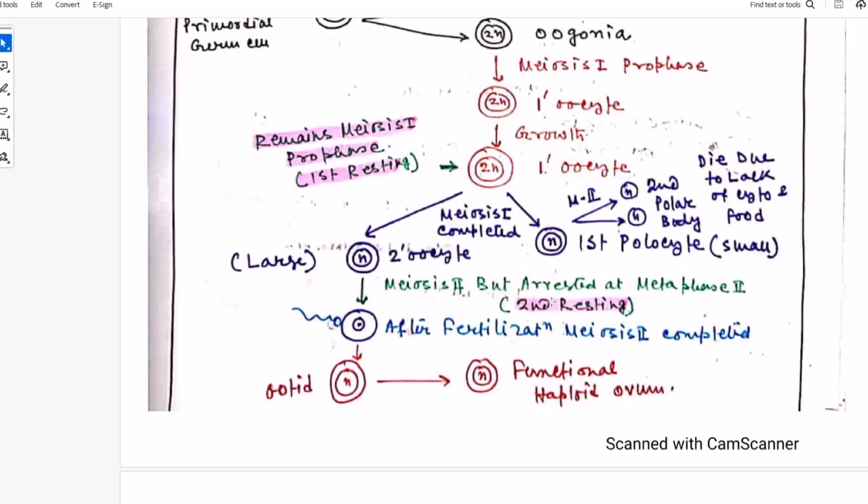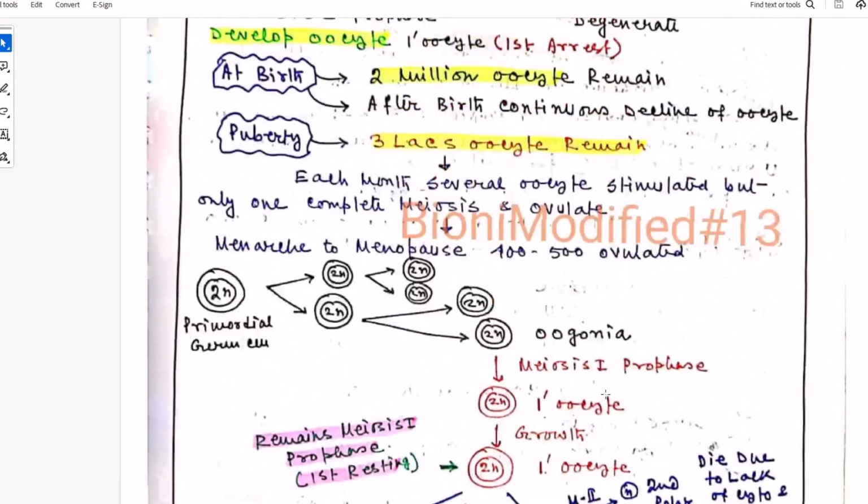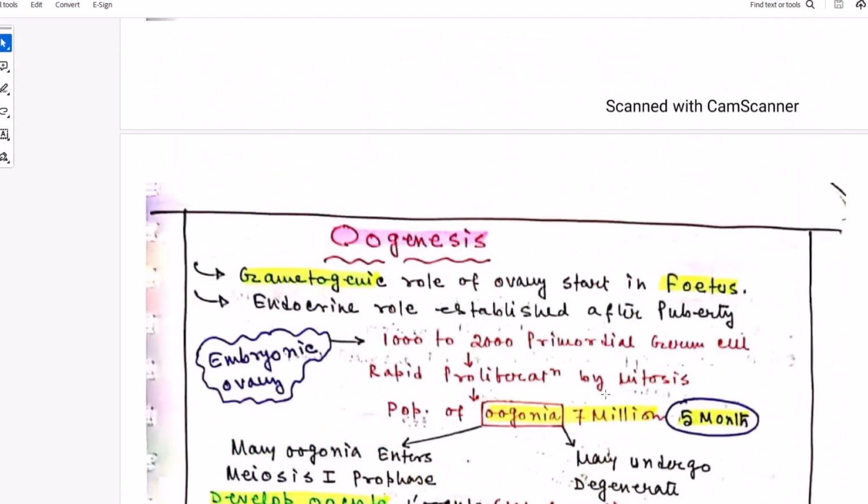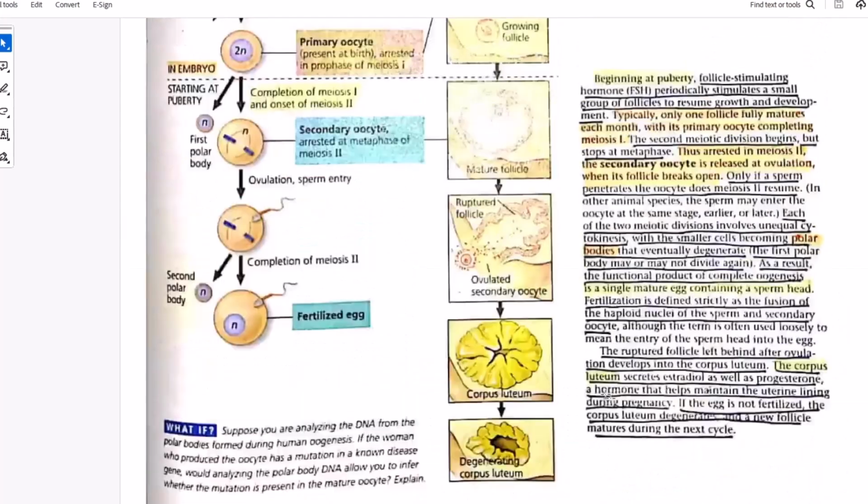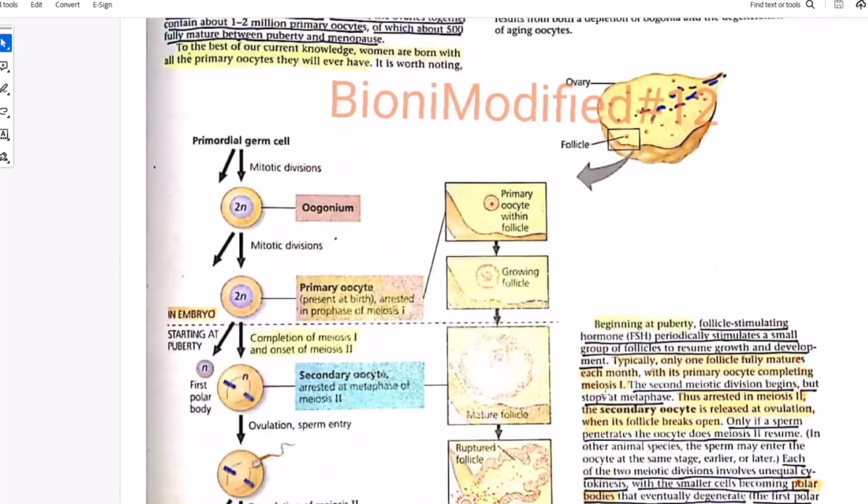This secondary oocyte will be released from the ovary, and just after fertilization, it completes meiosis 2 cell division, and ultimately develops into the oocyte, which again develops into the functional haploid ovum. This is actually the process of oogenesis, and I hope you have understood it. In the next video we will discuss the process of fertilization.